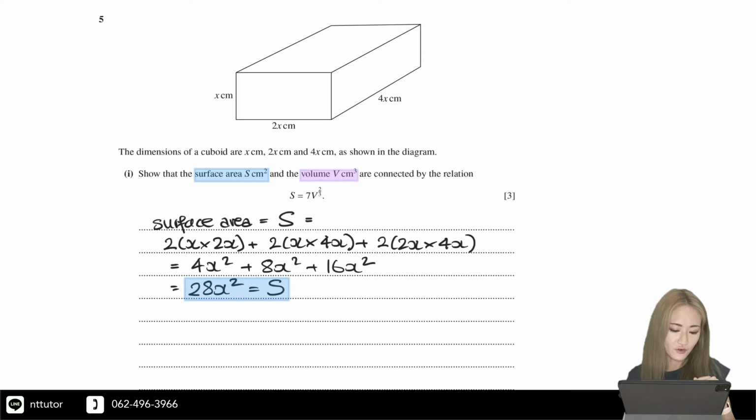So we can do the same for volume. The volume in terms of x would be base times height times length. So the volume would be x times 2x times 4x, which simplifies to 8x cubed. So we know that V is equal to 8x cubed in terms of x.